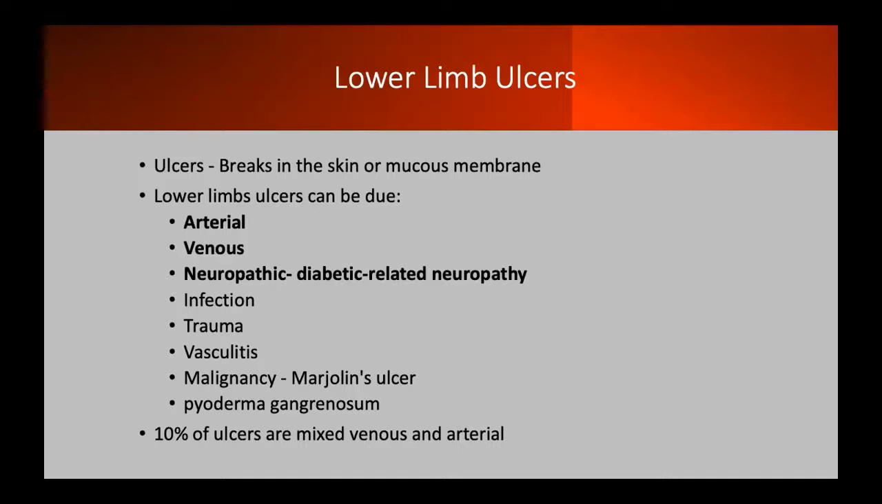Moving on to the last topic, lower limb ulcers. So ulcers are breaks in the skin or the mucous membrane. You can get many causes for lower limb ulcers. It could be arterial, venous, neuropathic, so diabetic related neuropathy. It can be due to infection, trauma, vasculitis, malignancy, and most importantly, 10% of ulcers are mixed venous and arterial. So it can be mixed different types. So it's important to keep that in mind.